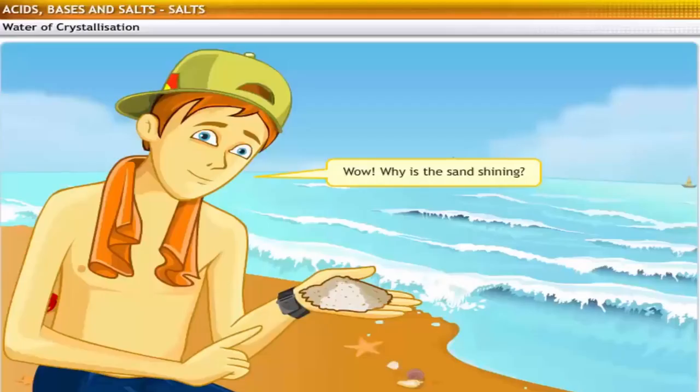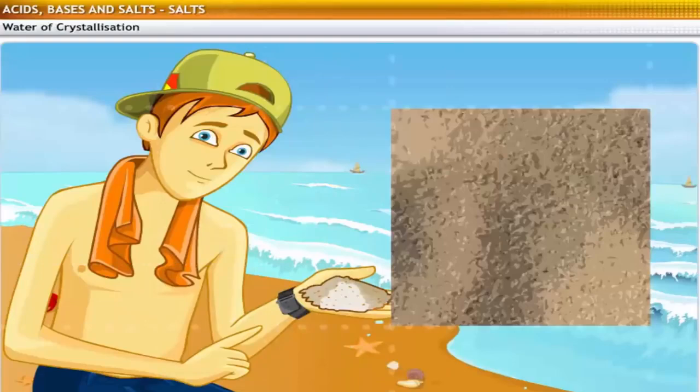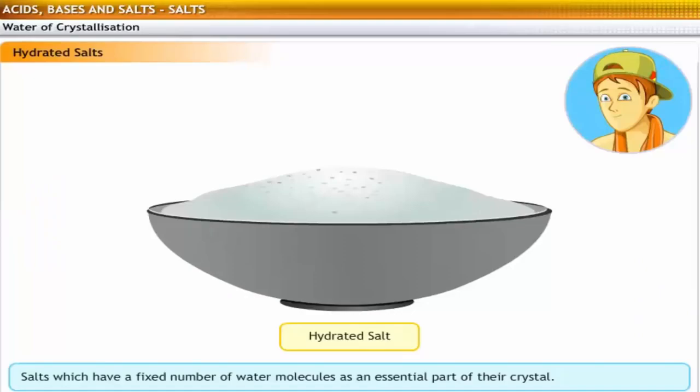Wow! Why is the sand shining? Did you observe that it is crystalline? Similar to sand grains, salts also have a crystalline structure. Moreover, some salts have a fixed number of water molecules as an essential part of their crystal.